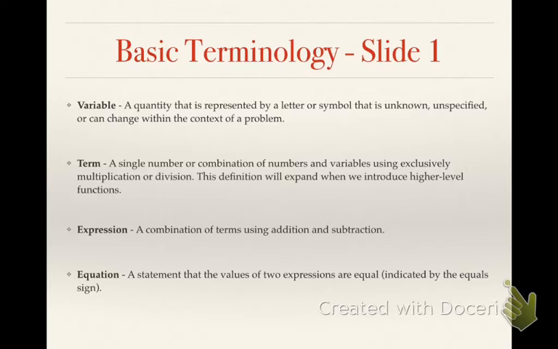Now, these are all crucial terms that you should be very familiar with, and if not, make sure you write them down and become familiar with them. The first term is variable. A variable is just a quantity that is represented by a letter or symbol that is unknown, unspecified, or can change within the context of a problem. Typically, we think of variables like x, y, z, or we think of maybe letters like a, b, c. Okay. Those are all going to be variables.